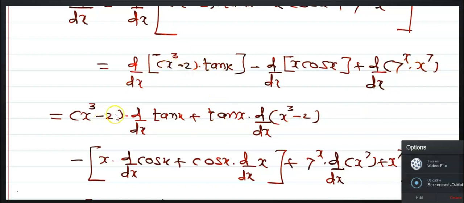x cube minus 2 as it is, derivative of tan x plus tan x as it is, ddx of x cube minus 2. Then for x cos x also we will apply the product rule: minus x as it is, ddx of cos x is minus sin x. Cos x as it is, the derivative of x is 1. And ddx of 7 raised to x into x raised to 7 is 7 raised to x, ddx of x raised to 7 is 7x raised to 6.